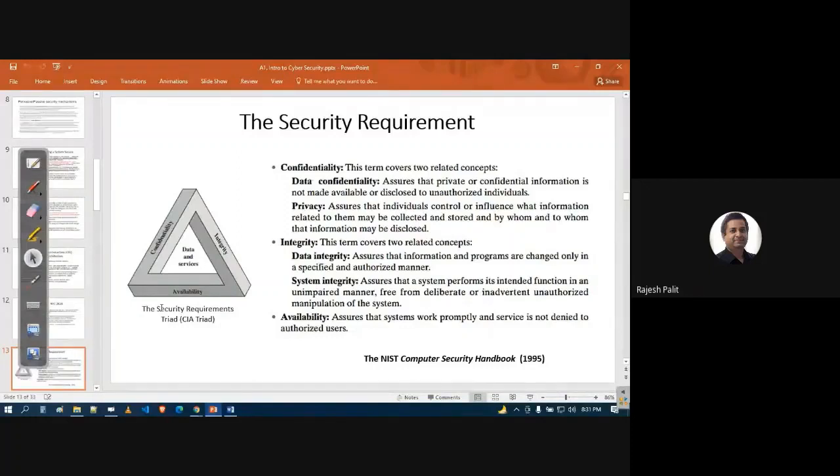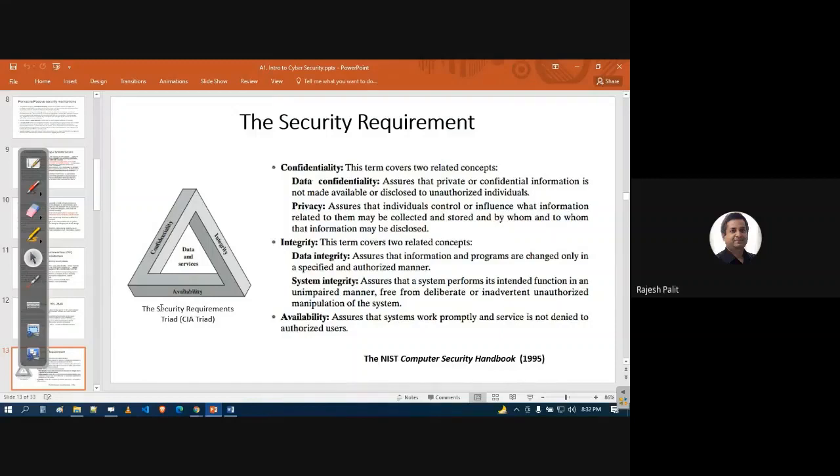What is data integrity? Integrity means the data must be intact. What is sent by the sender should reach the receiver in its original form or format. It should not be modified, altered, or changed, or be subject to addition or deletion. That is called data integrity. That is, the data is intact. It has not been changed or modified.